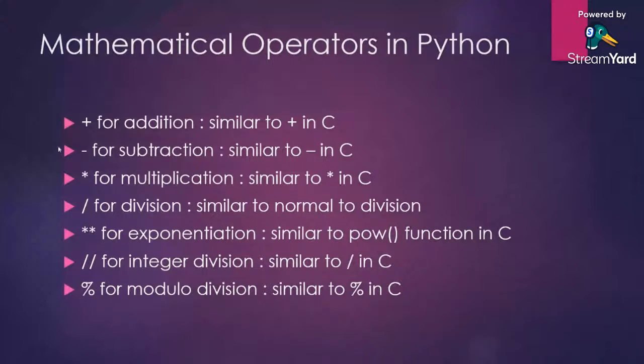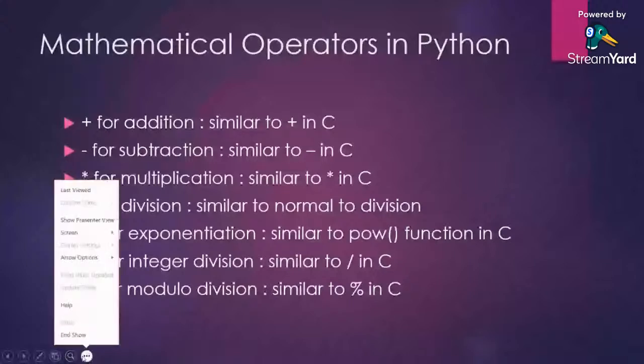Okay, so plus is for addition. It is very similar to the addition that we do in C language, and subtraction is also similar to the subtraction in C. And multiplication, yes, we use the asterisk symbol, which is again similar to the asterisk symbol that we use in C. But for the division, it is quite different. In C language, when you're dividing two integers, you'll only get the quotient part. The remainder part you just cut off, you don't include it in your answer. But it is not the same when it comes to Python. So let me show you how it works.